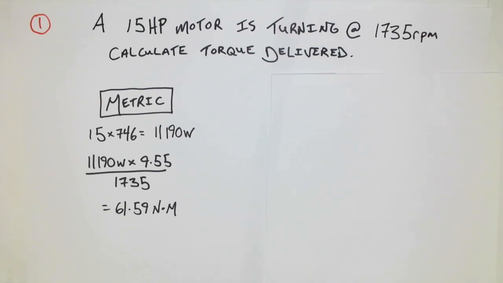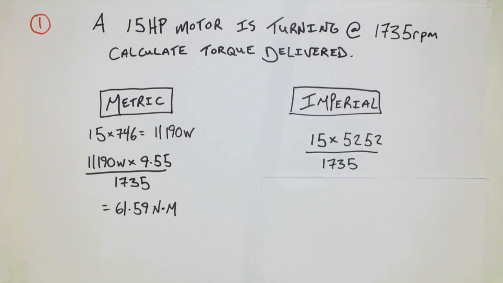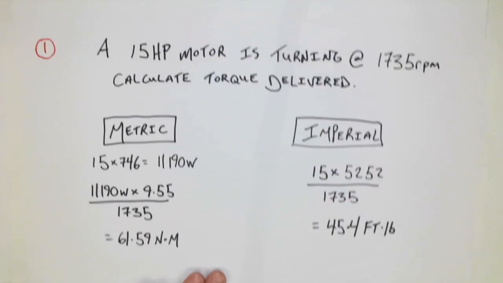If we were to calculate this value in imperial, well, then it's actually a little bit shorter path in the calculation. All we do is take our 15 times 5252, divide the whole thing by 1735, and we end up with 45.4 foot-pounds.